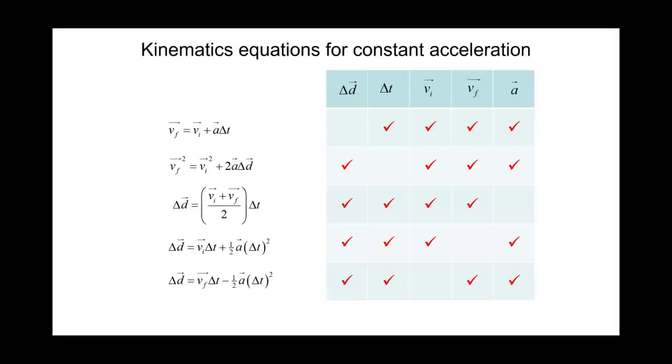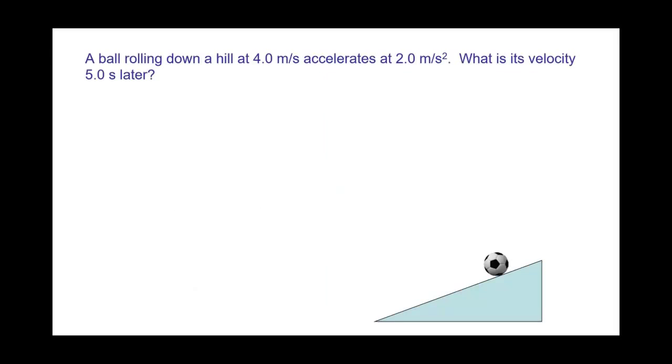We'll explore the kinematics equations and their use in subsequent lessons in a lot more detail. For now, we're just going to look at one sample problem. It's a very simple one, and we're going to use it mainly to focus on laying out problems. So here it is. We have a ball rolling down a hill at 4 meters per second, and it's accelerating by 2 meters per second every second. We want to know what will its velocity be 5 seconds later.